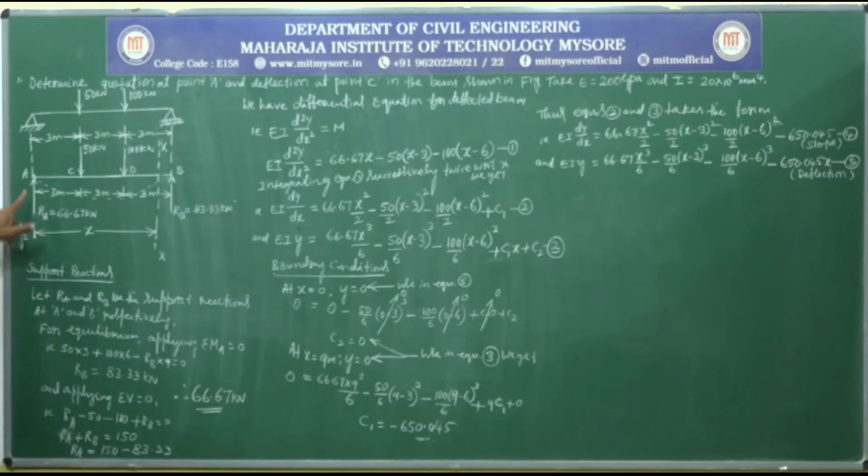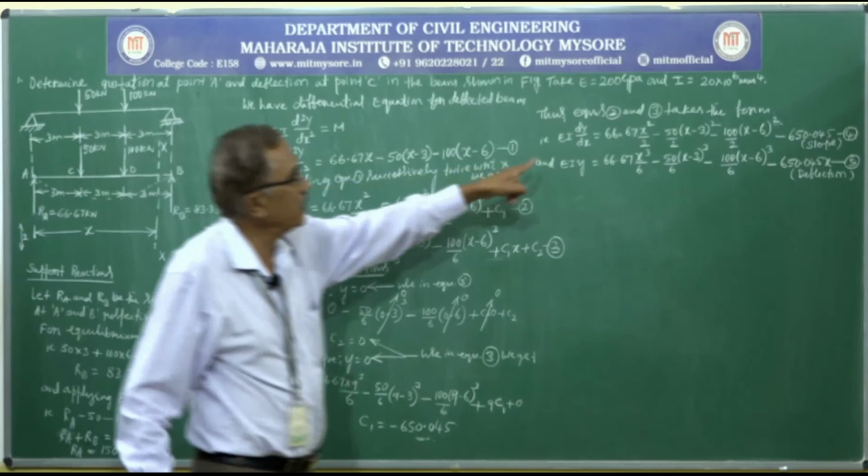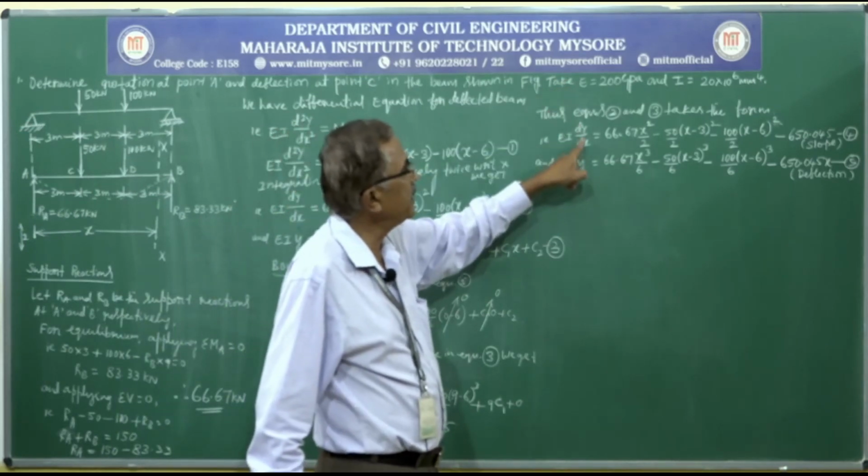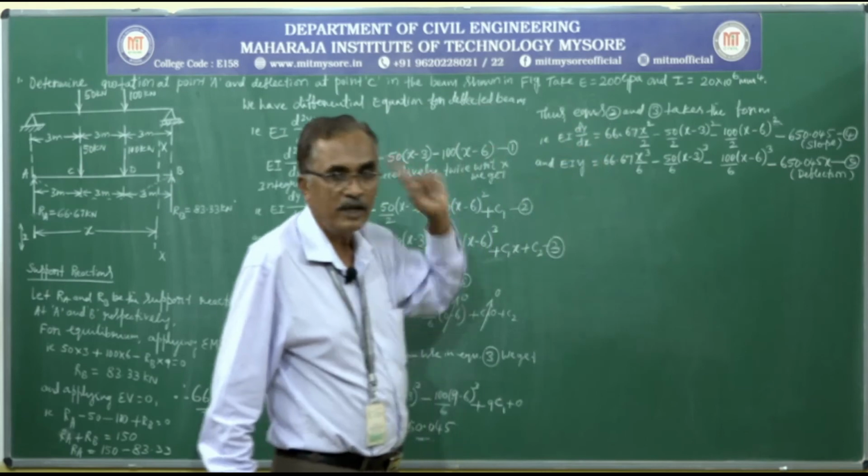Rotation at point A is nothing but the slope at point A. We know the value of x because the origin is A. What is the value of x here? The value of x is 0 here. The value of x is equal to 3 here. Here it is 6. The value of x here is 9 meter. So if you put x equal to 0 in equation 4 and substitute the value of EI as given and dy by dx equal to theta A, we will get the rotation at point A.